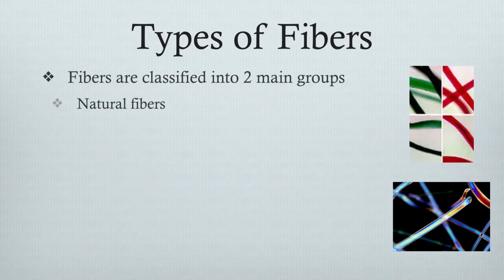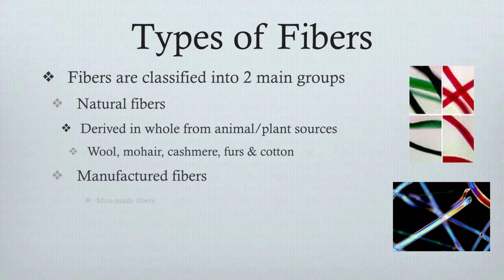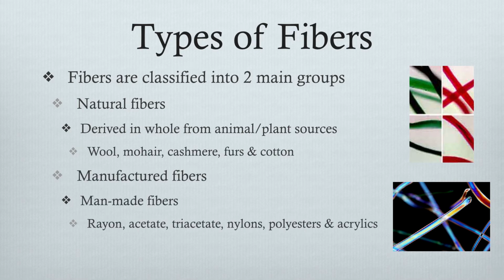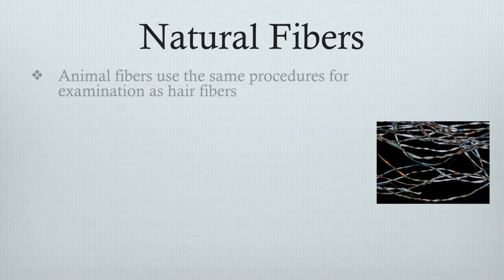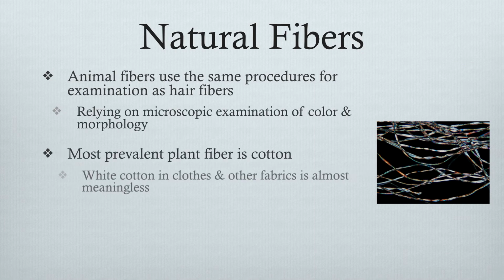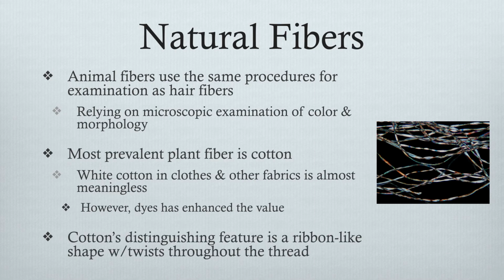We have two types of fibers: natural fibers, which are derived only from animal or plant sources, so wool, cashmere, fur, cottons, and manufactured, which are man-made: rayon, nylons, polyesters, acrylic, and so on. When we're looking at natural fibers, these animal fibers use the same procedures for examination as hair fibers. They rely on microscopic examination for color and the morphology of each fiber.